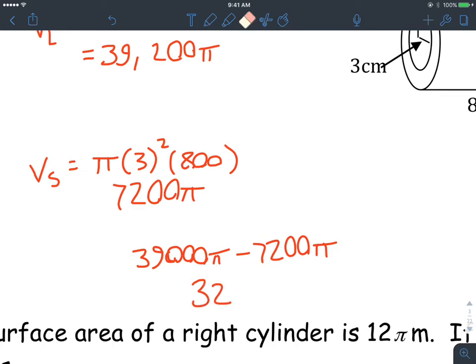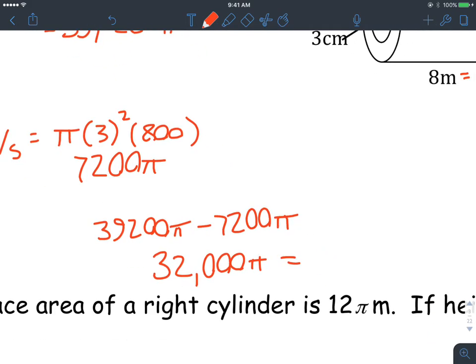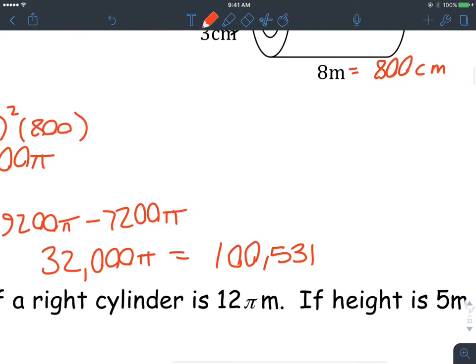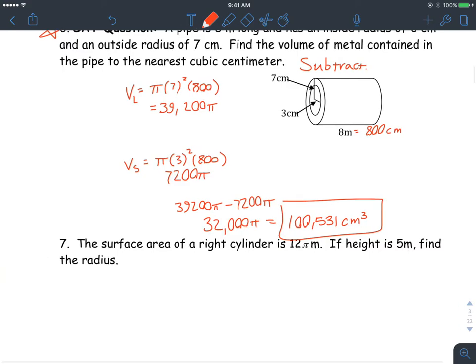Wait, did I forget? Oh yeah, I forgot a number here. There we go, 39,200. So then whenever you subtract them, you get 32,000 pi. And then if you multiply that by 3.14, you're going to get 100,531 centimeters cubed, I guess, since it's volume. All right. And that's because they asked for it in the nearest cubic centimeter. Most of the times it makes sense on those word problems to go ahead and not leave pi in your answer.